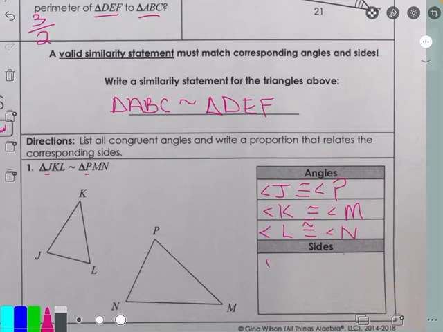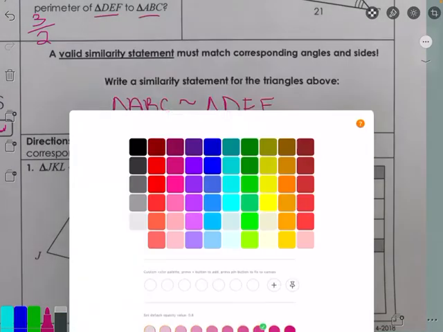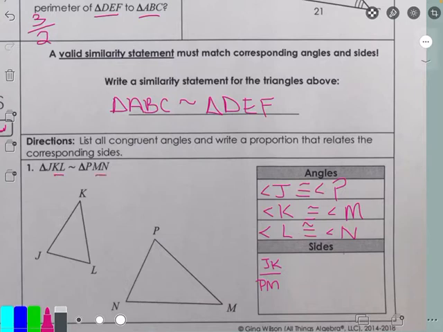Side JK would match with PM, because if you notice, JK are the first two, PM are the first two. And then if I look at the middle and last letters, KL and MN, those would match up. We could also do first and last, so J and L, first and last, with the other first and last, P and N. All these ratios should always equal each other if they are indeed proportional.